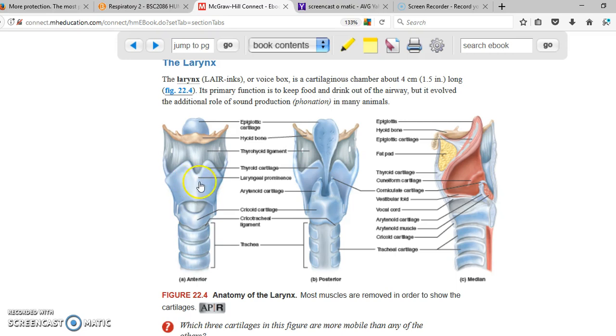The main job of the larynx is to produce sounds when we're going to talk, as well as to block this area right here with the epiglottis so the food doesn't go into the respiratory system.